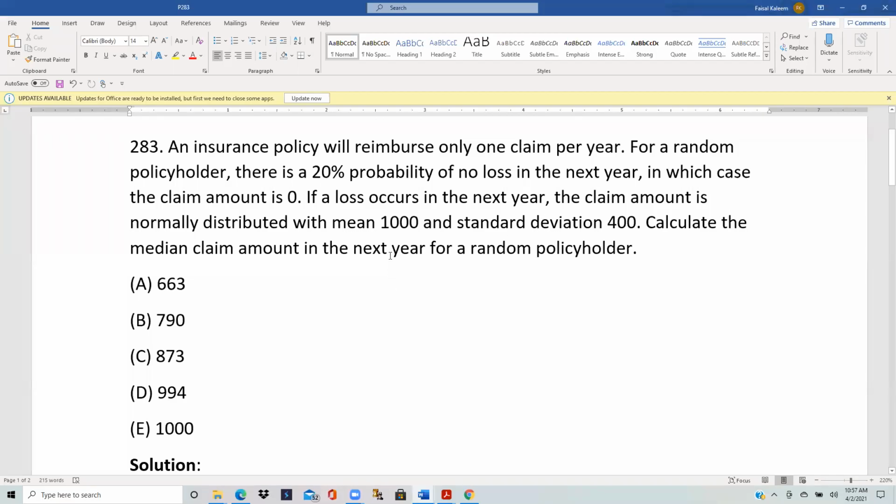An insurance policy will reimburse only one claim per year. For a random policyholder, there's a 20% probability of no loss in the next year, in which case the claim amount is zero. If a loss occurs, the claim amount is normal with mean 1000, standard deviation 400. Calculate the median claim amount in the next year for a random policyholder.